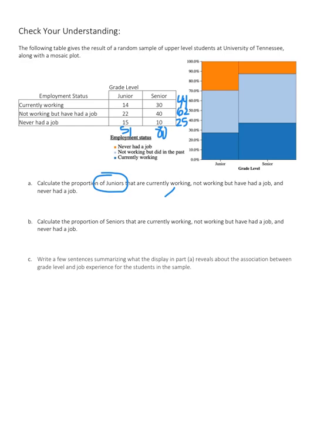So for the percent of juniors that are currently working, that would be 14 out of 51. The ones that are not working but have had a job is 22 out of 51. And the ones that have never had a job is 15 out of 51. Now notice it said proportion, it didn't say percent, so it is okay to leave it as a fraction. I think that's way easier. It's less work. Now I'm going to do the same thing for the seniors. For the seniors, the ones that are currently working is 30. But remember, it's of seniors, so I'm doing it out of the seniors. So 30 out of 80, 40 out of 80, and then never had a job is 10 out of 80.